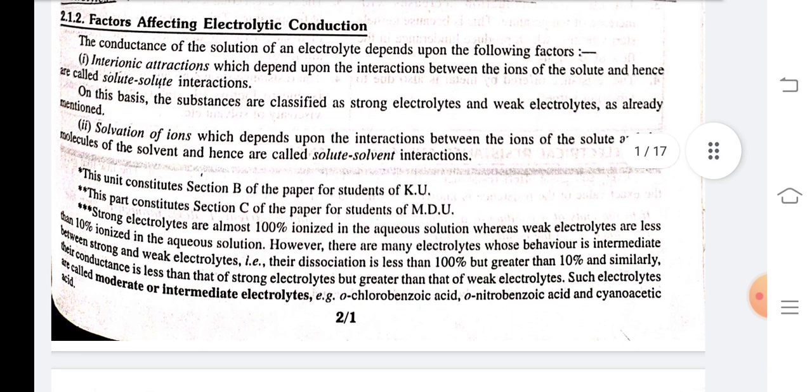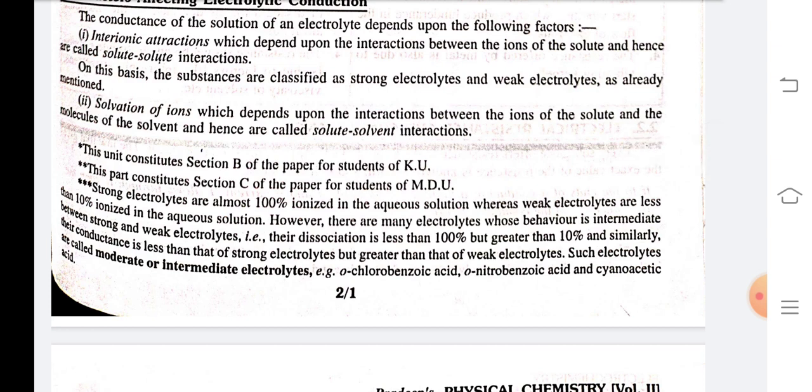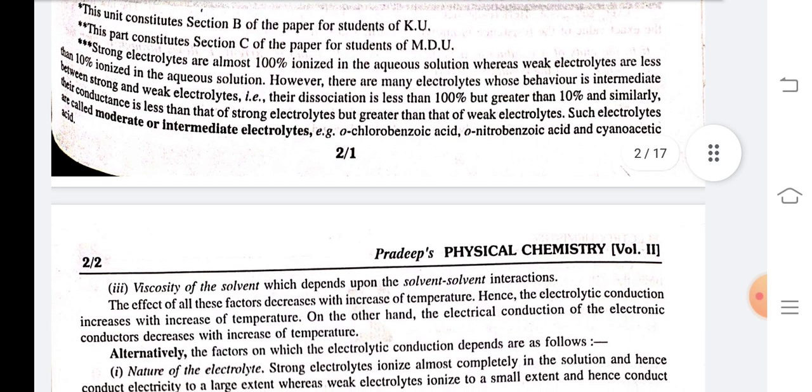Strong electrolytes are almost 100% ionized in the aqueous solution, whereas weak electrolytes are less than 10% ionized in the aqueous solution. However, there are many electrolytes whose behavior is intermediate between strong and weak electrolytes, that is, their dissociation is less than 100% but greater than 10%, and similarly, their conductance is less than that of strong electrolytes but greater than that of weak electrolytes. Such electrolytes are called moderate or intermediate electrolytes. Example, orthochlorobenzoic acid, orthonitrobenzoic acid, and cyanoacetic acid.